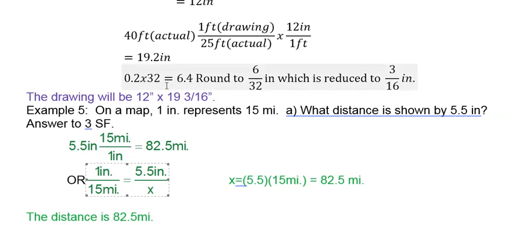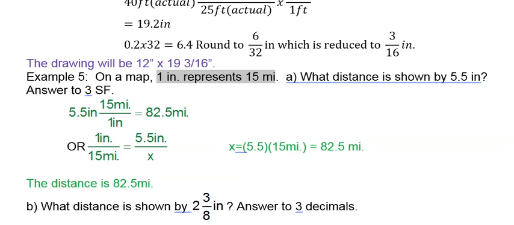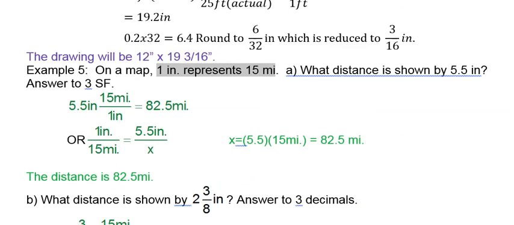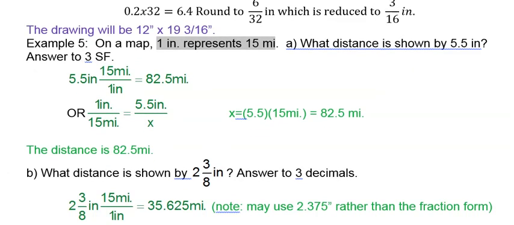Second part of this question, still the same map. 1 inch represents 15 miles, but we're given the distance on the map and asked, well, how far is that? So if we're trying to figure that one out, I'm going to do a dimensional analysis again. We're taking this and we're doing it the same way. Both times we have inches, we want to know miles. So 15 miles on top, 1 inch on the bottom.